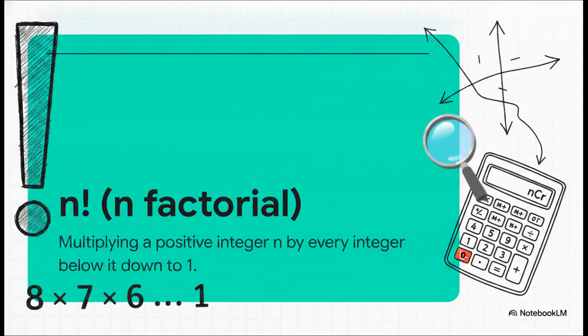But here's the best part, the really great news. You do not have to calculate these manually. Just locate that nCr button on your scientific calculator and let it do all the heavy lifting for you.